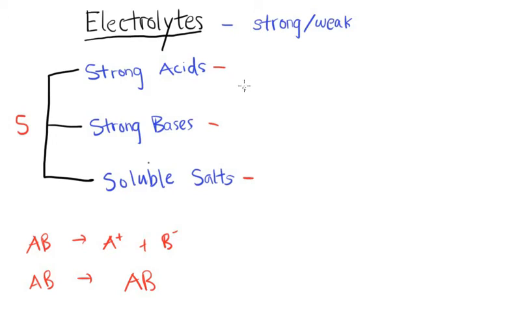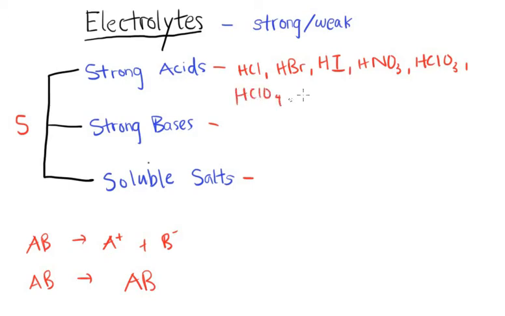So for the strong acids, there's HCl, HBr, HI, nitric acid, chloric acid, perchloric acid, and sulfuric acid. These should basically be committed to memory. Being able to determine which electrolyte is strong and weak is extremely important.